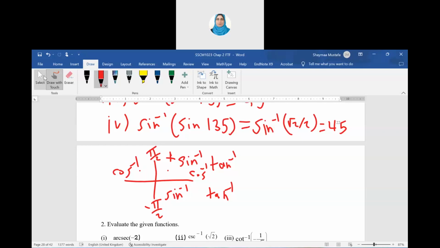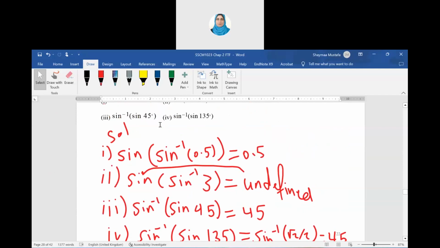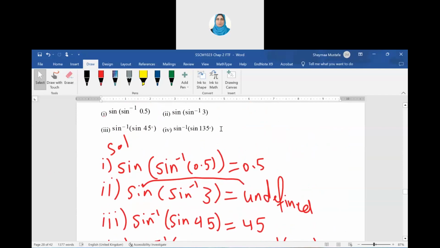So this is why we cannot say that sine inverse sine 135 is undefined. It is defined but not equal to 135, because 135 is not within the range of sine inverse. So you need to choose an equivalent angle that is within the range of sine inverse. This angle will be from the first quadrant because sine 135 is positive, not negative.